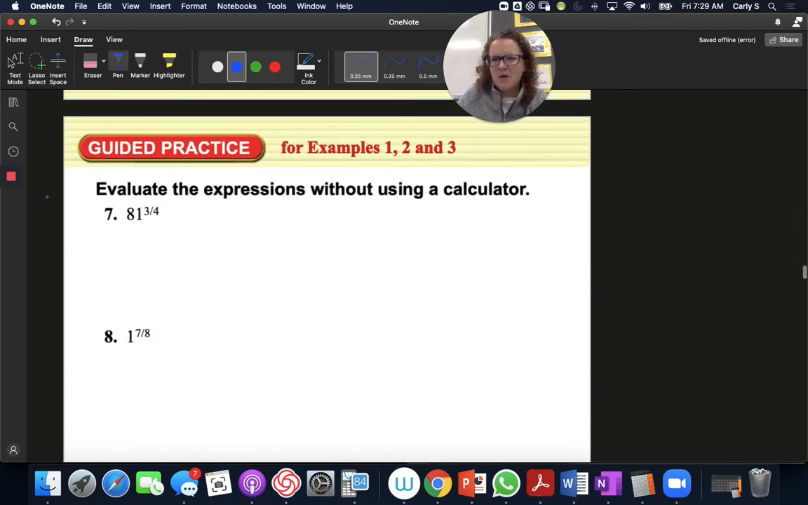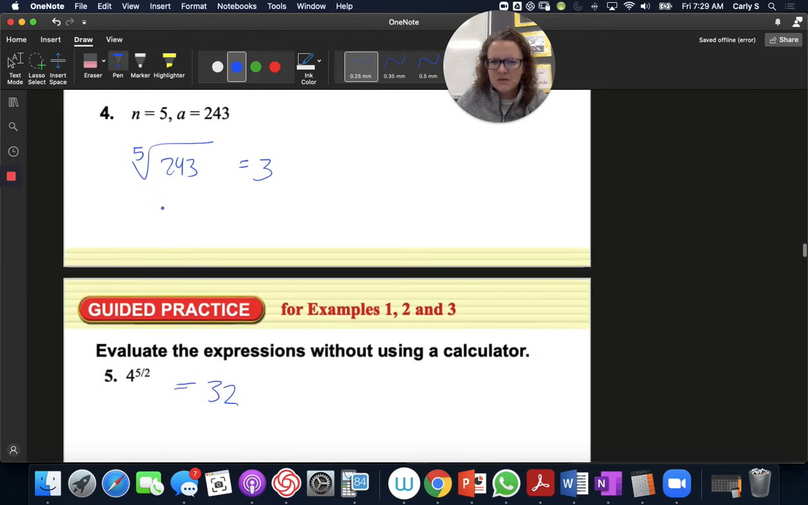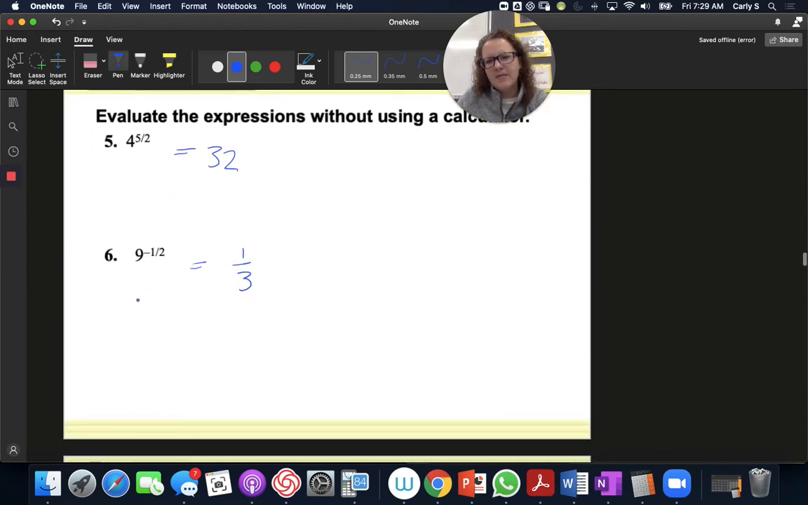All right, I'm going to push pause again. Oh, this one was without using a calculator. Okay, I apologize. I shouldn't have used a calculator on that one. It would have been 1 over 9 to the 1/2, which is 1 over 3. All right, I used a calculator. I didn't read the instructions.